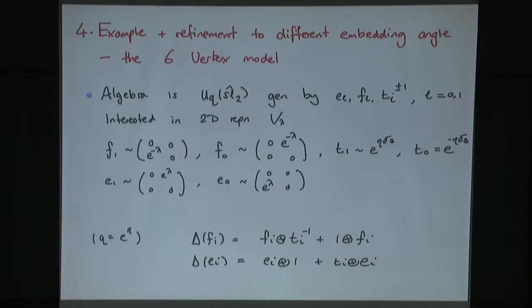Okay. So what's lambda? Lambda is just the parameter that enters the representation. And the T's look like this, and this eta is just related to the Q of U_q(sl2 hat) in this way. Sometimes I use Q and sometimes I use eta. And as we've seen, this is the coproduct.